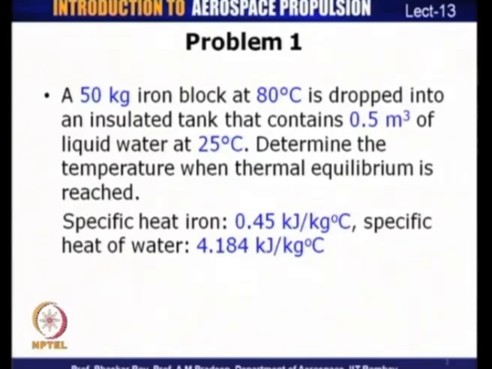Problem 1 statement: a 50 kilogram iron block at 80 degrees Celsius is dropped into an insulated tank that contains a volume of 0.5 meter cube of liquid water, which is at 25 degrees Celsius. Determine the temperature when the thermal equilibrium is reached. It is also given that the specific heat for iron is 0.45 kilojoules per kilogram degree Celsius, and the specific heat of water is 4.184 kilojoules per kilogram degree Celsius.